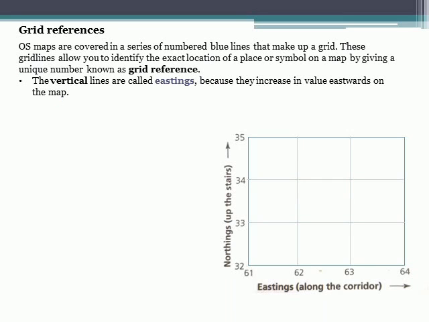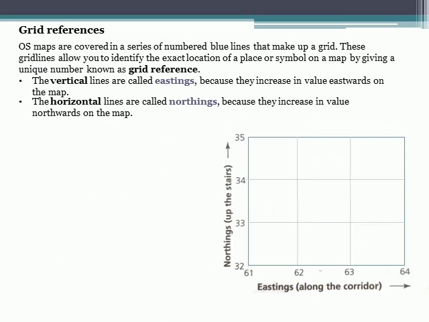Okay, grid references. OS maps are covered in a series of numbered blue lines which make up a grid. These grid lines allow you to identify the exact location of a place or a symbol on a map by giving a unique number known as a grid reference. The vertical lines are called eastings because they increase in value eastward on the map. So if you go along the corridor, they increase in value. These are the eastings. And we have the horizontal lines, which are called the northings because they increase in value northwards on the map. Okay, up the stairs, if you go up the stairs.